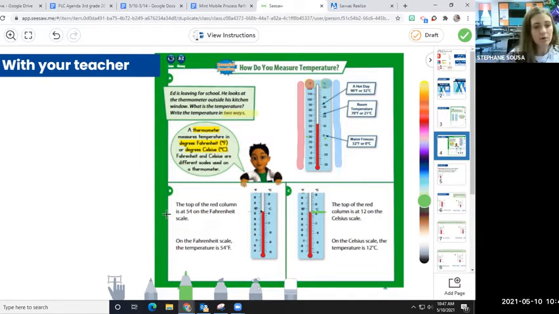Same thing with this that we're working on. Nothing is changing about the temperature. It's just the unit of measure. It's not getting hotter or colder. It's just right there. We're using a different side of the thermometer. Okay? Any questions on that?